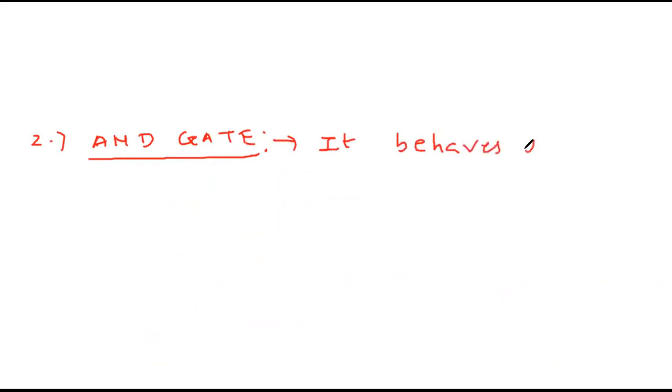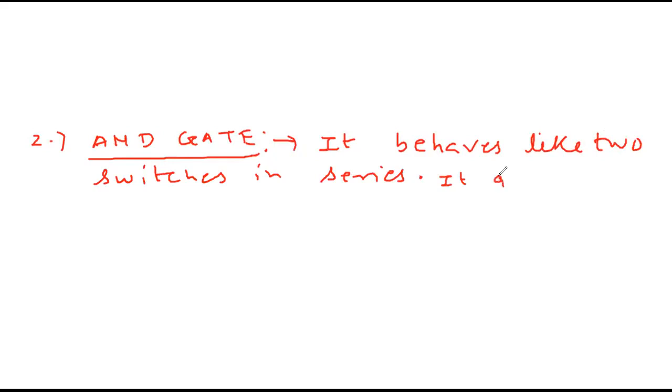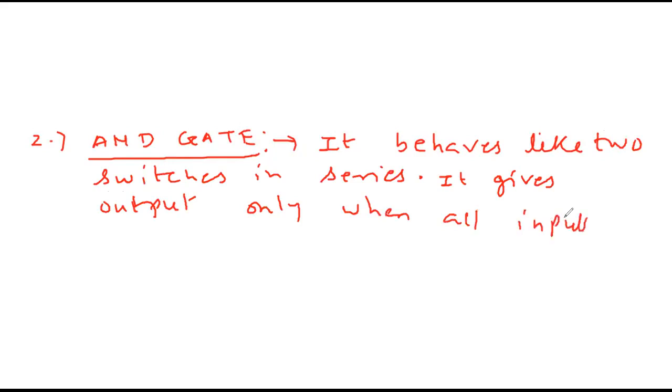Second one, AND gate. It behaves like 2 switches in series. It gives output only when all inputs are high.